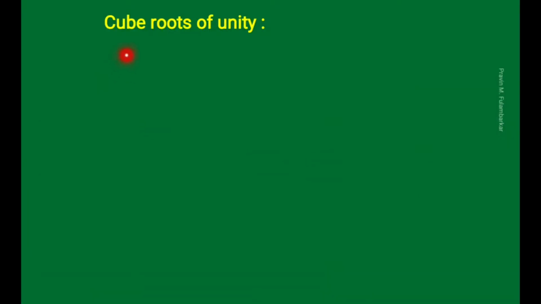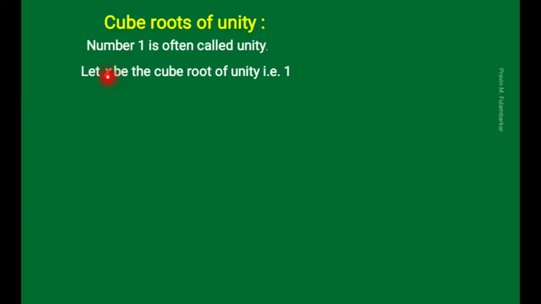Today we start a new topic, cube root of unity. Unity means 1. You know the cube root. So the number 1 is often called unity. Let x be the cube root of unity. That means when we calculate the cube root of 1, suppose that we get x.